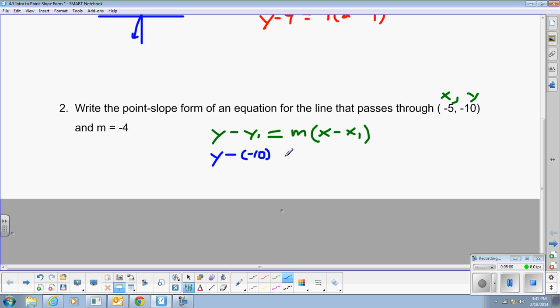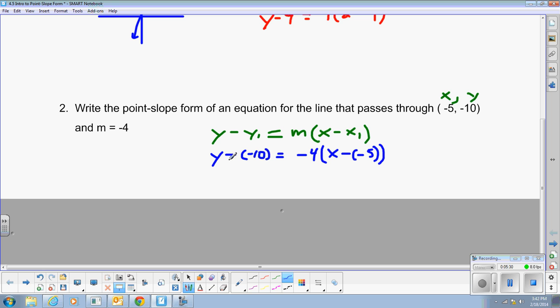Notice I put that in parentheses. Equals m is negative 4. This one I can just write all plain by itself because it's outside of a parenthesis sitting next to it. Parenthesis x minus, and what's x1? It's negative 5. And again, I'm going to put that in parentheses. And this is to help you see what happens when you substitute in negative numbers into this formula.